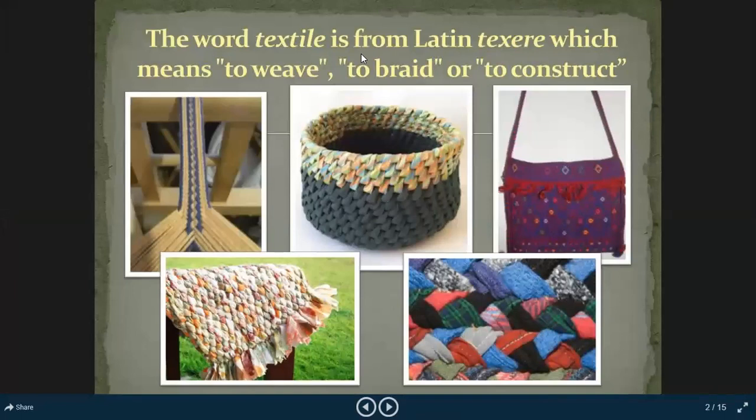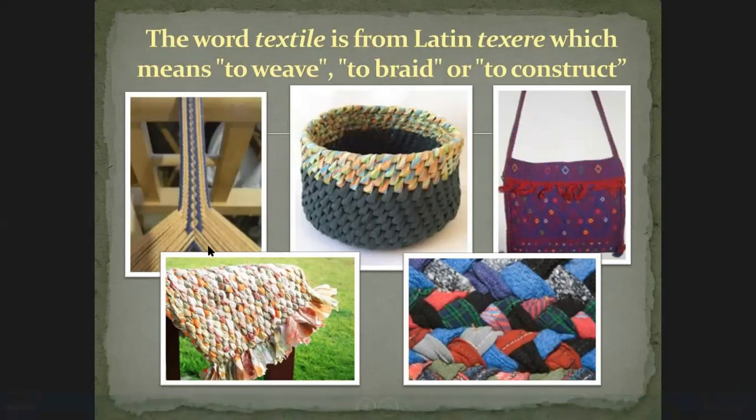The word textile is from the Latin texere, which means to weave, to braid, or to construct. So we have many examples of textile art that we have formed into a basket, into a bag, into a rug, and so on and so forth. Like this one, which we use as a bracelet or something.